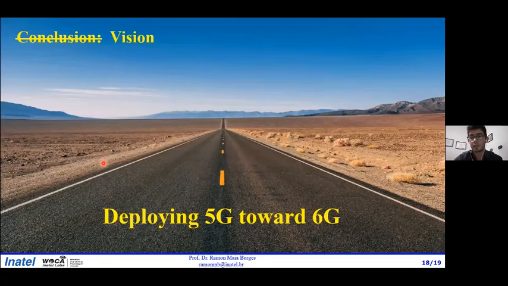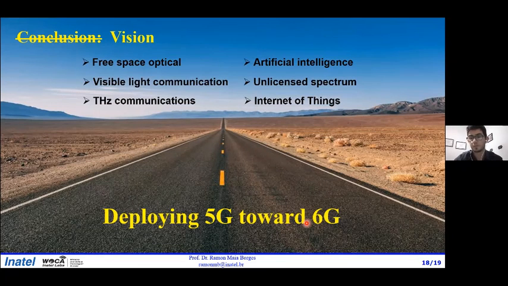The conclusions, and I will present a vision and not a conclusion. The vision is deploying 5G toward 6G. The studies on 6G have already initiated. What techniques are expected? Free space optical, visible light communication, terahertz communication, artificial intelligence, unlicensed spectrum, Internet of Things. These are solutions proposed for 6G that are already in study.